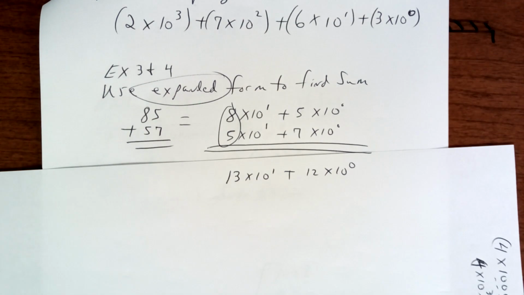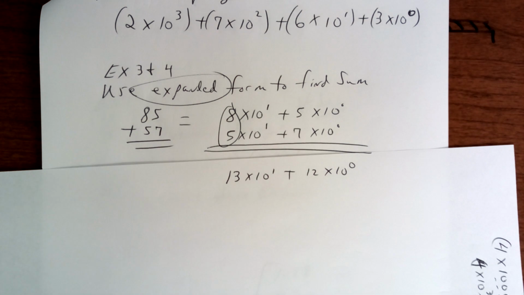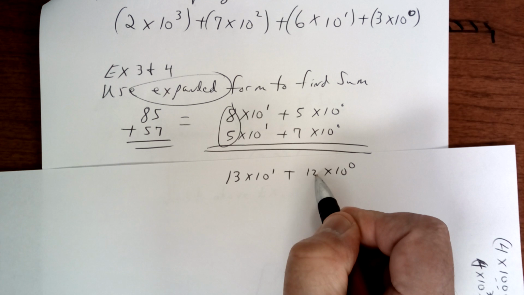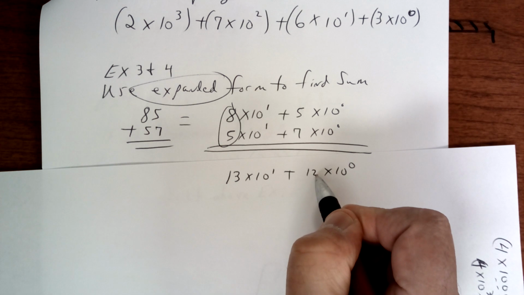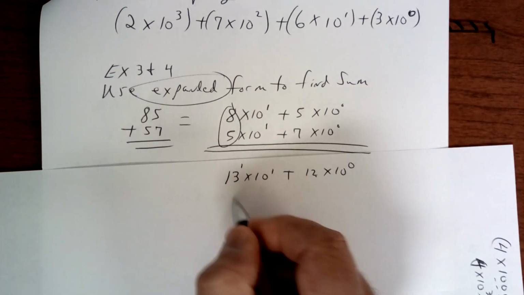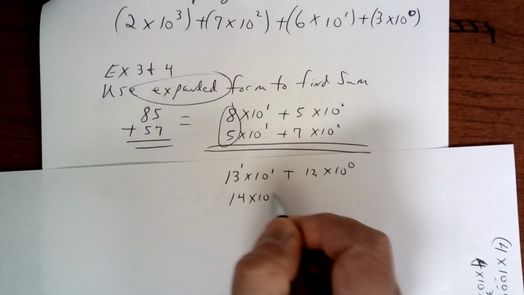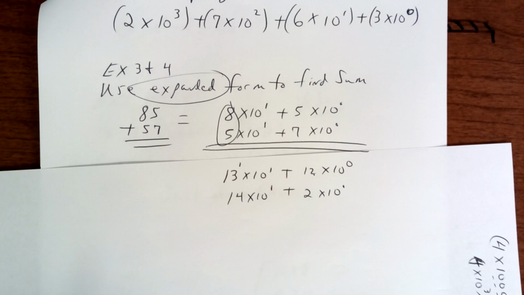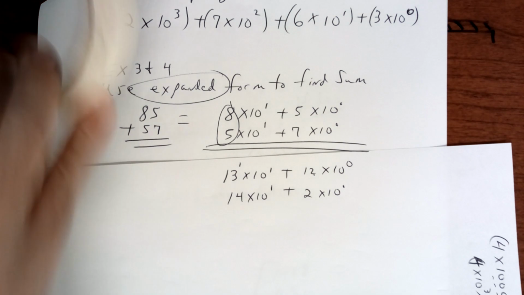Okay? Now, when you think about this, this is actually going to carry 1 over because it's more than 10. So this is going to make this 14. And then this one is going to be 2 times 10 to the 0 power. And you want to double check that, but I'm pretty sure that's right.